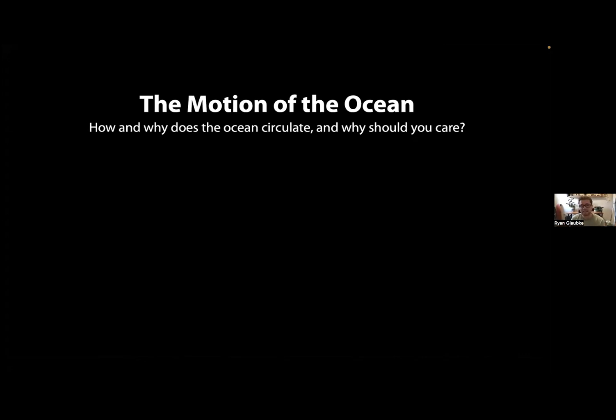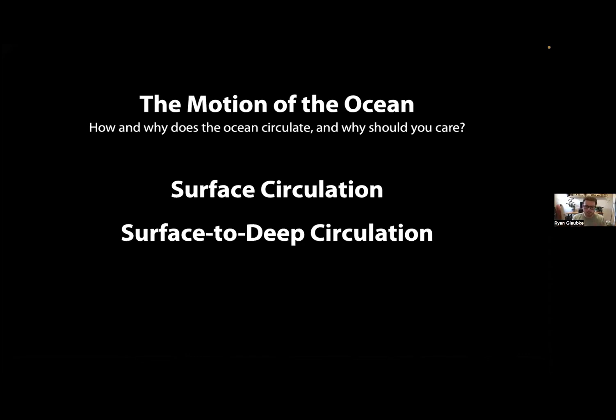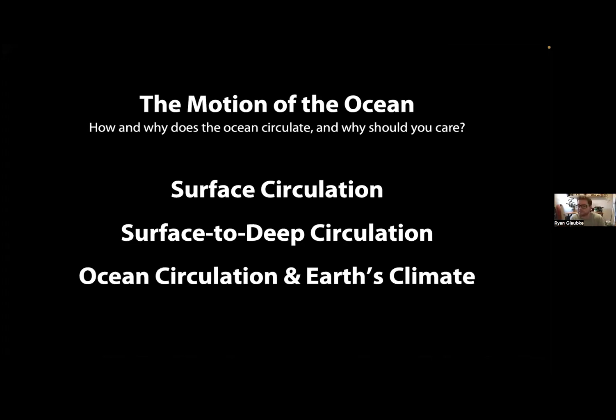But I'm going to break this down into three pieces today. I'm going to start off with looking at the surface of the ocean, and then I'm going to start talking about how the surface and the deep oceans are connected, and then eventually take it to why you should care about ocean circulation, its impact on Earth's climate. So let's go ahead and start at the surface of the ocean.